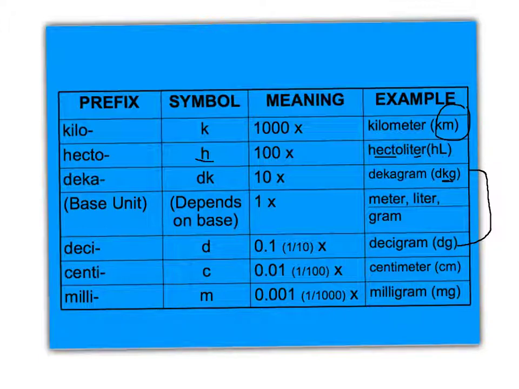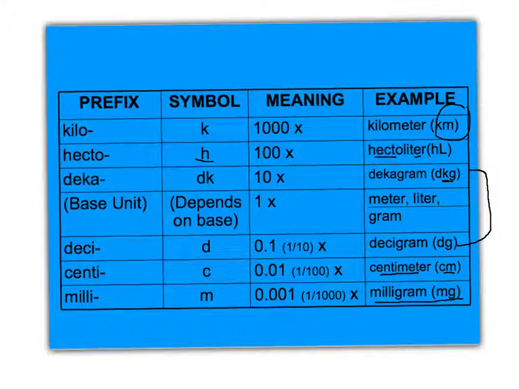Now then, 1/100th of our base unit is the centi prefix, and its symbol is C, and it means 1/100th. And this is a very common one that you all know, centimeter, and that's cm. And then milli is 1/1000th of the base unit. Its prefix is M, and again, it's 1/1000th of the base unit.